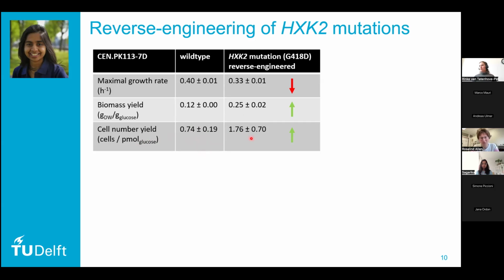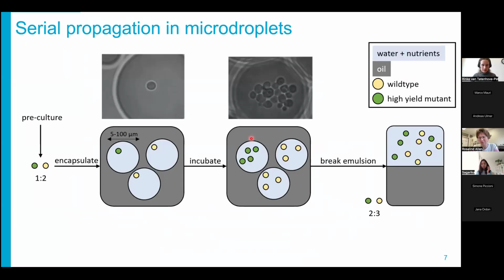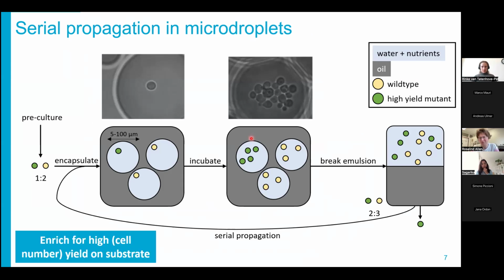And this is because, if we go back to the selection system, there are multiple ways in which you can become dominant in this system. So you can make more biomass, so increase your biomass yield. That's what we were hoping for, to make more grams of biomass per gram glucose. But you could, of course, also make yourself smaller.